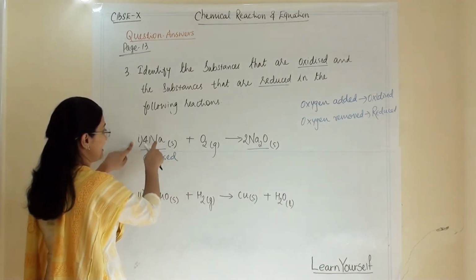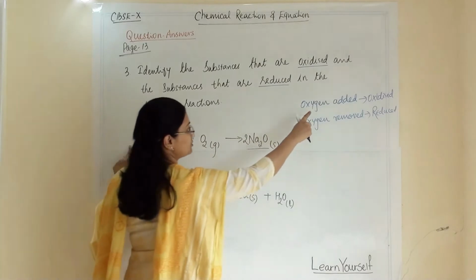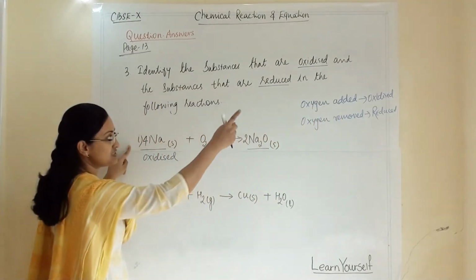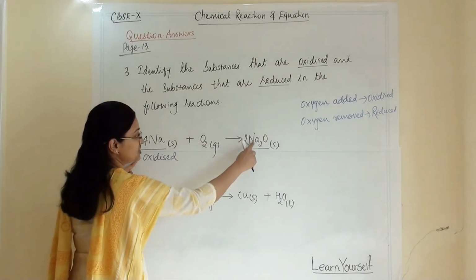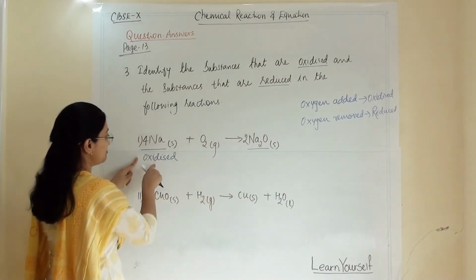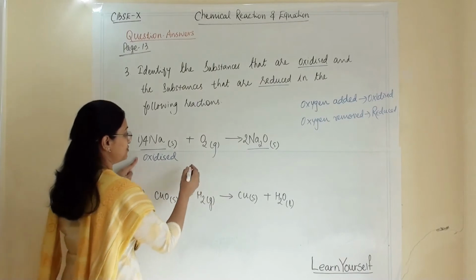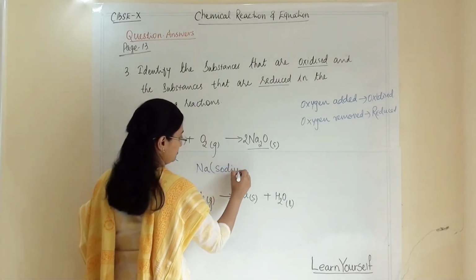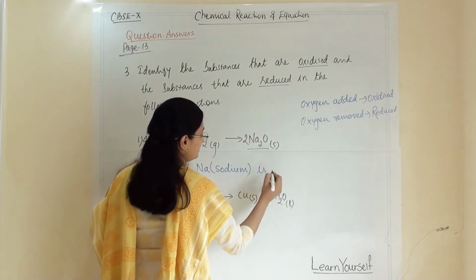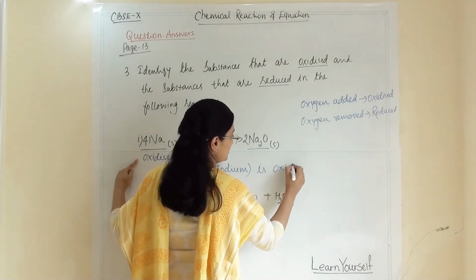Oxygen is added with sodium. So wherever the oxygen is added, that substance is oxidized. Earlier oxygen was not there. After the reaction, oxygen is added with sodium. So sodium is oxidized. So you have to write that sodium is oxidized in this reaction.